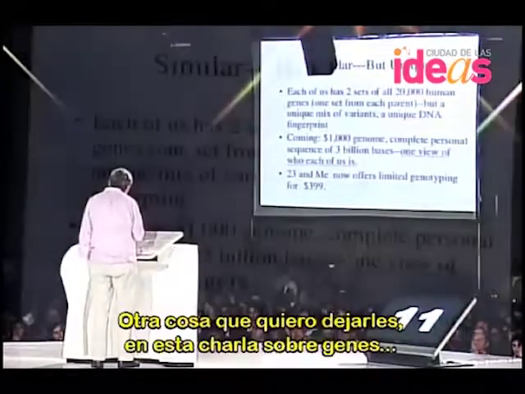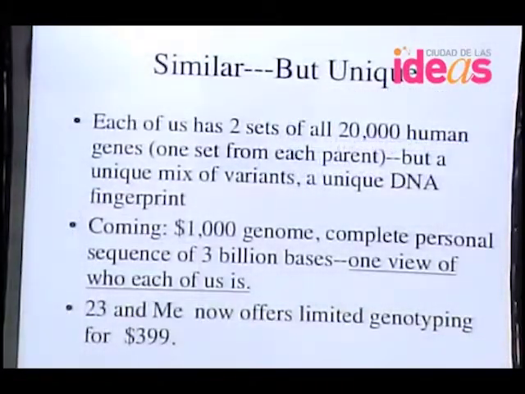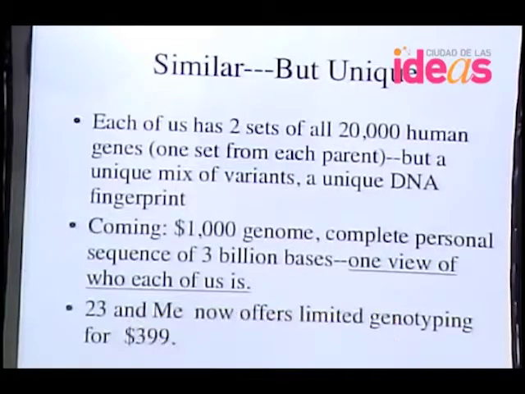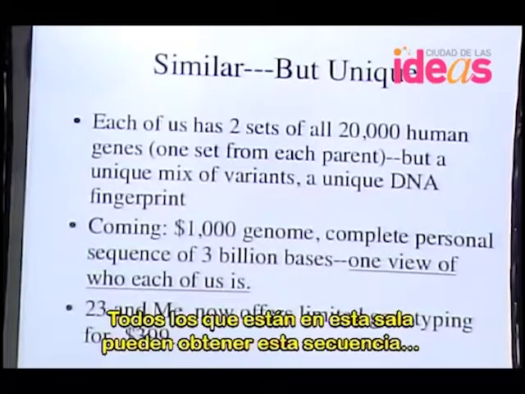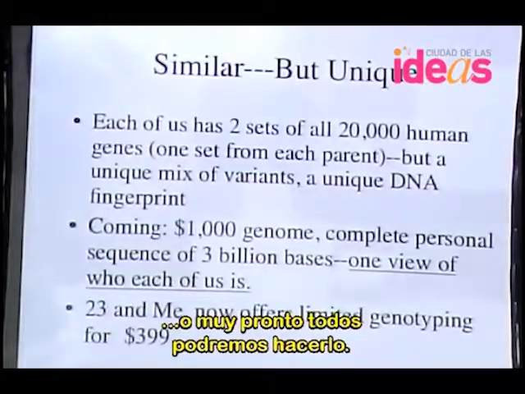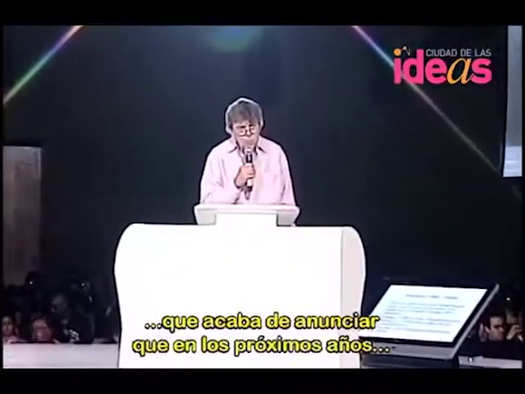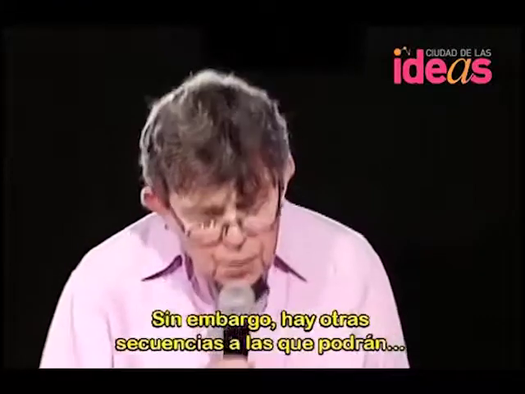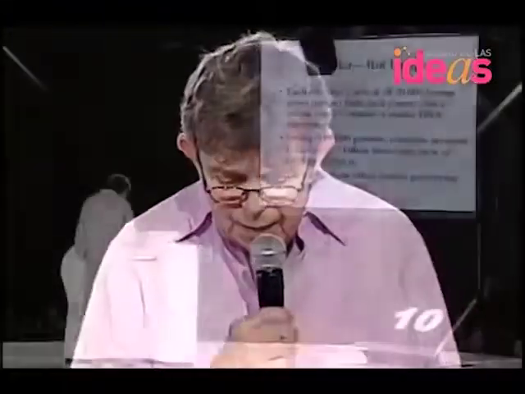The other thing I'd like to leave you with in this part of the talk about genes is that it's becoming possible for each of us to get a complete and total sequence of our personal DNA. Everybody in the room can now get this, or will soon be able to get this. In fact, a company called Complete Genomics has just announced that in the next few years, it will be doing this for $5,000 per person. This is an enormous amount of work. $5,000 a person. They will give you, if you wish, your complete genome sequence, base by base. Furthermore, they and others hope that this sequence will eventually become available for $1,000 or even less.